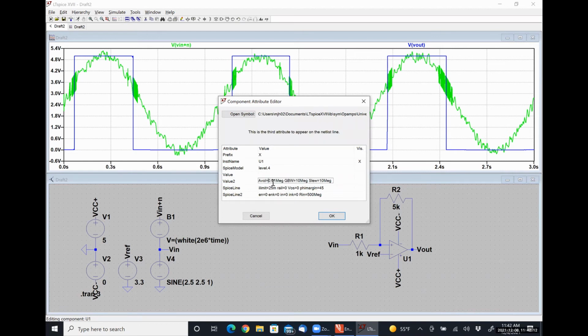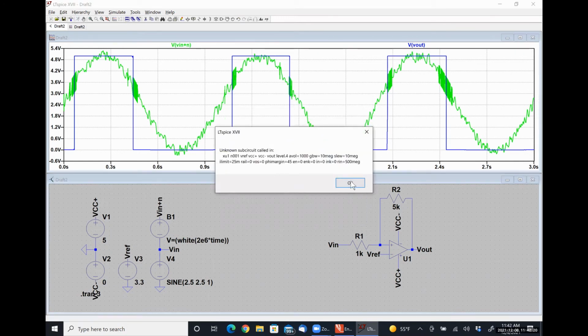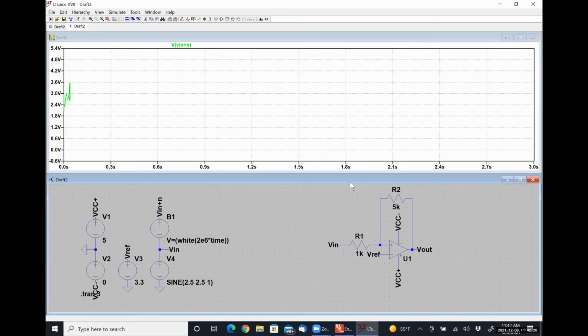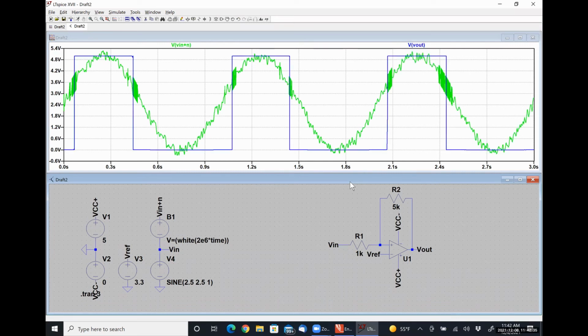Let me try 1,000. Still doing the same thing. The only thing I'm changing is the gain, so it's just one of the nodes that it doesn't like the way I'm referencing it. But it's still not having any real change on the output. We do, for whatever reason, see a little Gibbs phenomenon dip up here, but that slope is still high enough to cause it to swing from VCC minus to VCC plus very, very quickly.